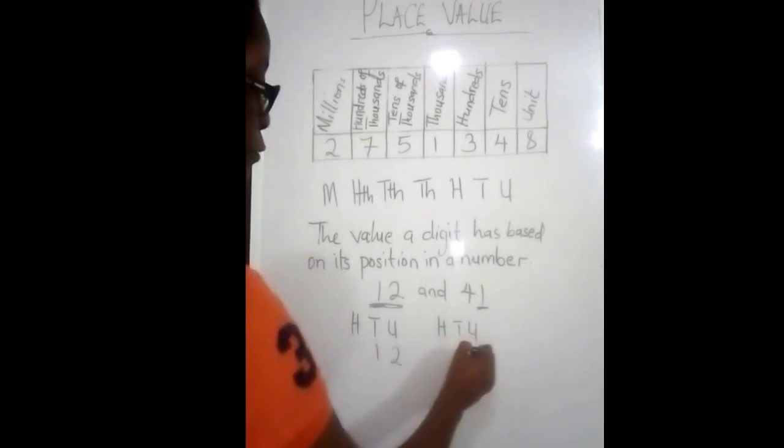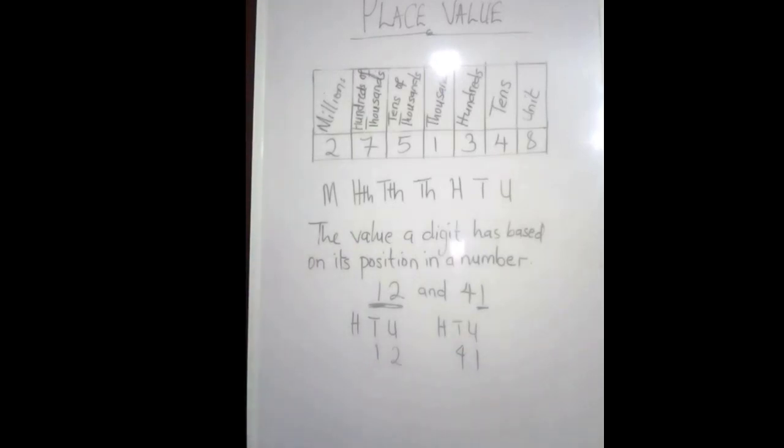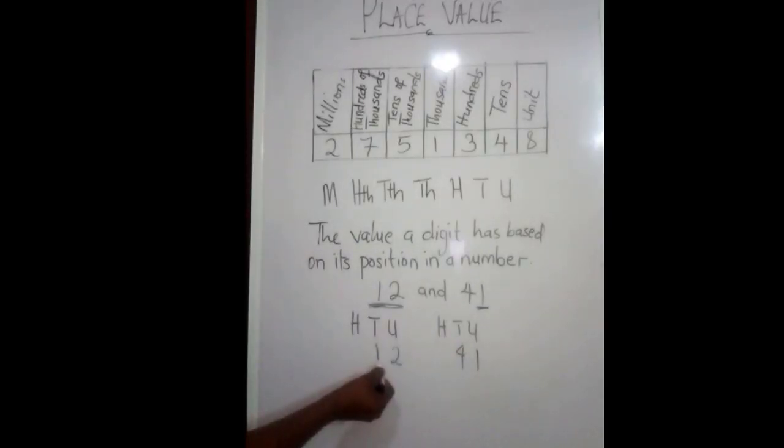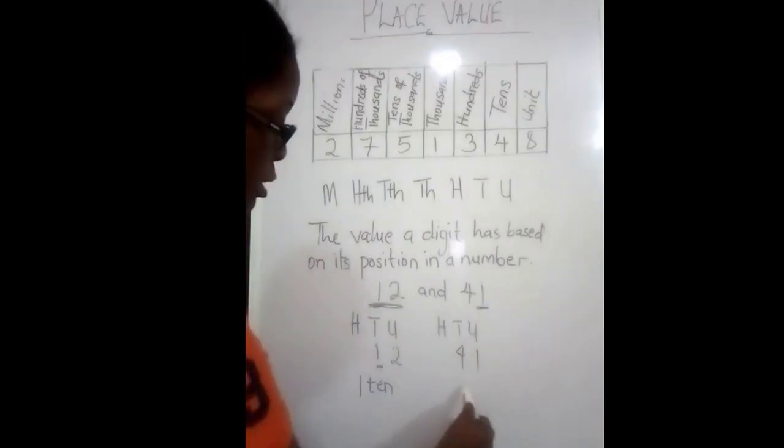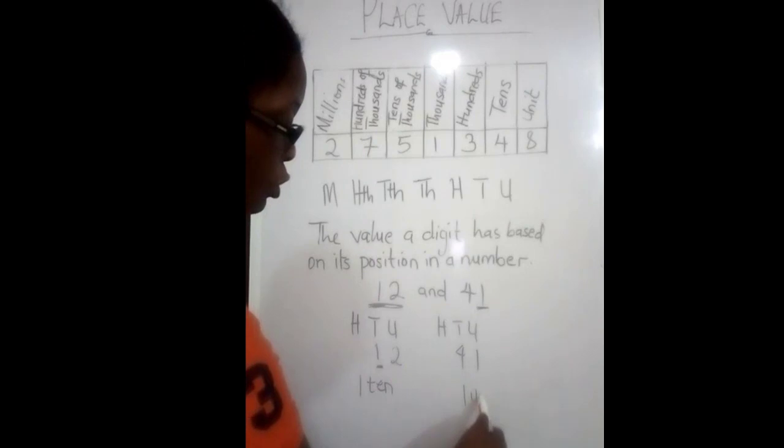Now when you want to work with 41, here is what you have. 1 comes under unit and 4 comes under tens. So what is the value of this one in this number 12? What position does this number 1 occupy here? If you look at this closely, you see that the 1 is under tens, so it is 10. And then let's look at the second number. If you look at this, you see the 1 is in the position of units, so this is 1 unit.